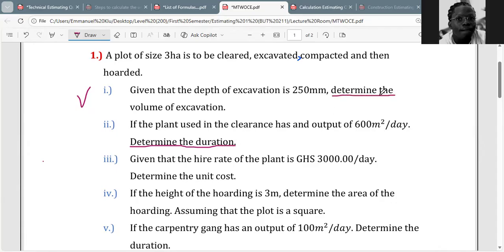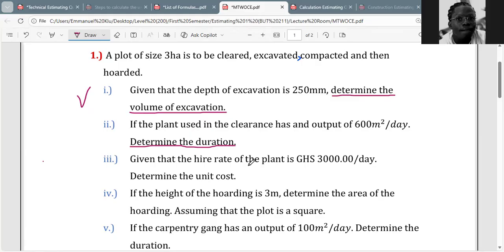The first one we determined the volume of excavation. This time we are supposed to determine the duration. Okay, good. Let's read the whole question back. It says a plot of size 3 hectares is supposed to be cleared, excavated, compacted, and hoarded. Given that the depth of excavation is 250, determine the volume of excavation. We are done calculating that. And we are saying that if the plant used in the clearance has an output of 6,000 meters squared per day, determine the duration.